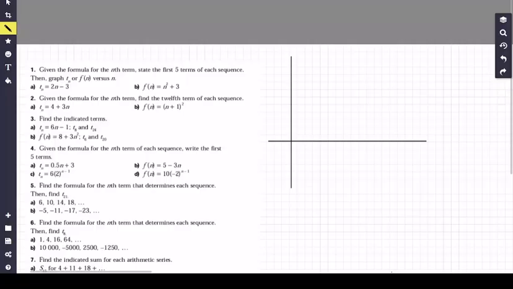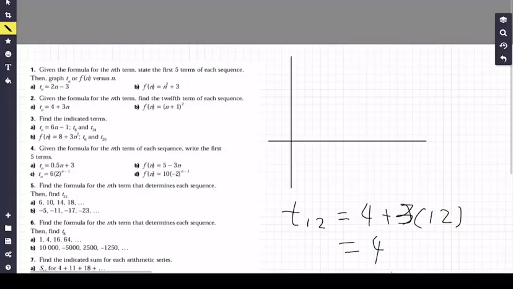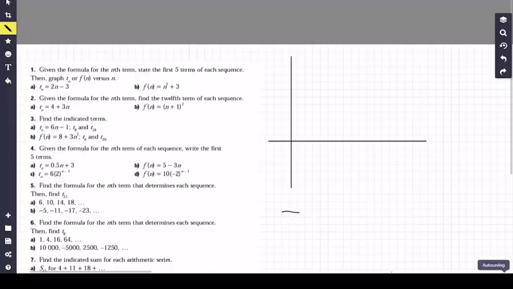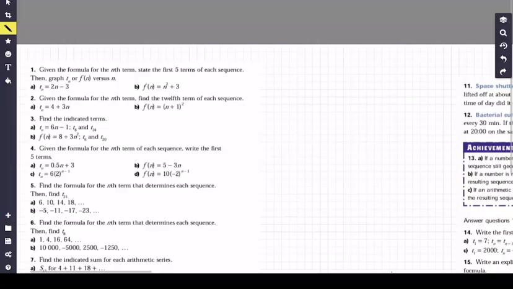Alright, so given the formula, let's find the nth term. So the term we want to find is the 12th term. So T12 is obviously equal to 4 plus 3 times 12, and that is 36. So 40. Right, pretty easy. And for f of n, you might be stunned for a second, but really it's nothing. You're basically just plugging in n equals 12.